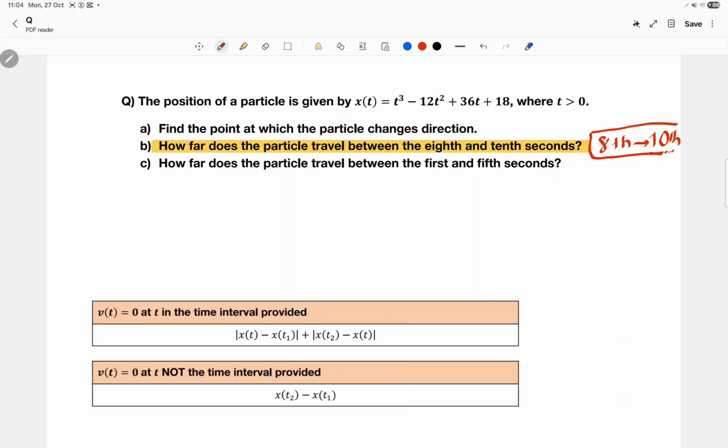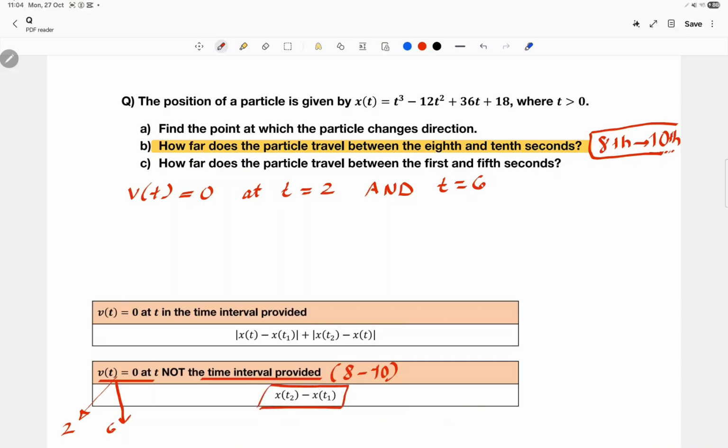Now, if you recall back in part A, we saw that the velocity was equal to 0 at 2 and also 6, right? And so our velocity is 0 at the time which is not in the time interval. Because what's the time interval? Between 8 and 10. Our velocity is 0 at 2 and 6. So if that's the case, it basically means that we have to use this equation, which is the simpler version of things. Now, let me show you how that's going to be done with this equation.